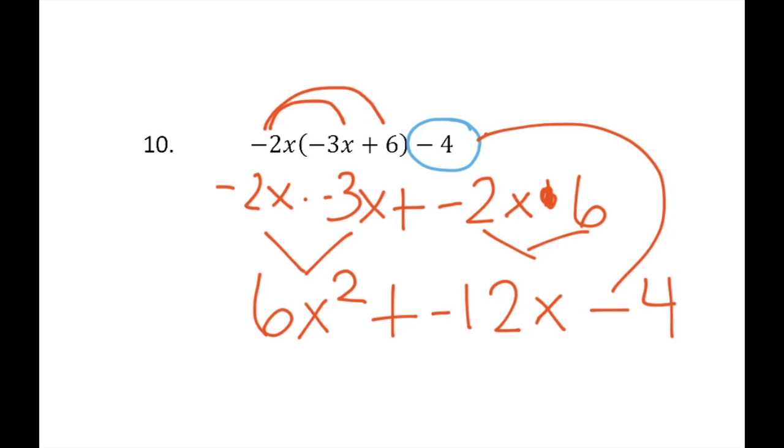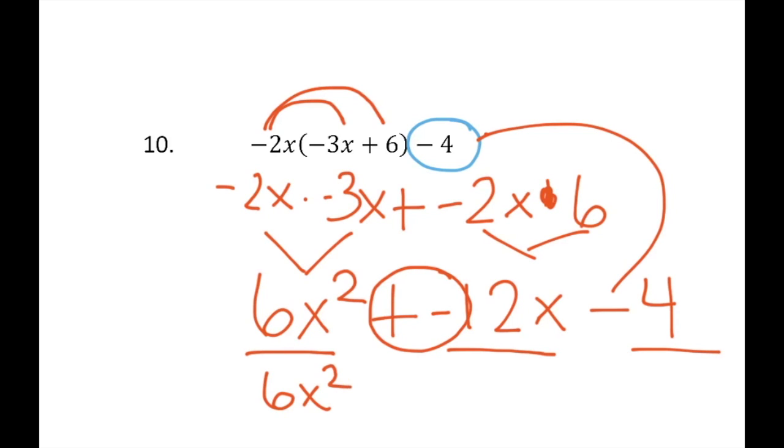Now what I'm going to do is I'm going to see if I can simplify anything. I've got an x squared, I've got an x, and I have a plain old constant that doesn't have an x with it. So that means that none of those are going to be able to be combined. The only thing I can do to simplify this problem is get rid of the double signs, which I don't enjoy. So I'm going to do 6x squared minus 12x minus 4.